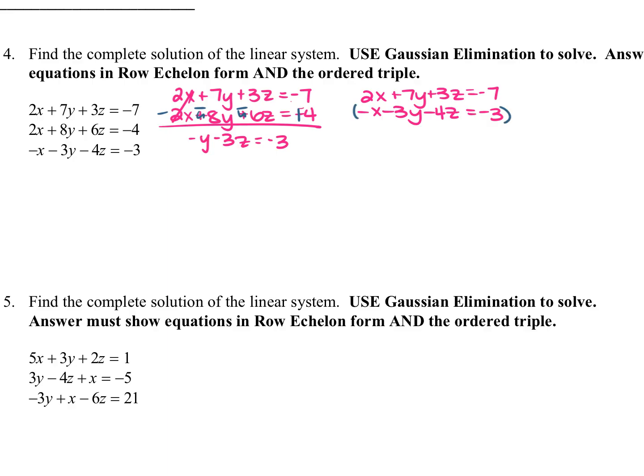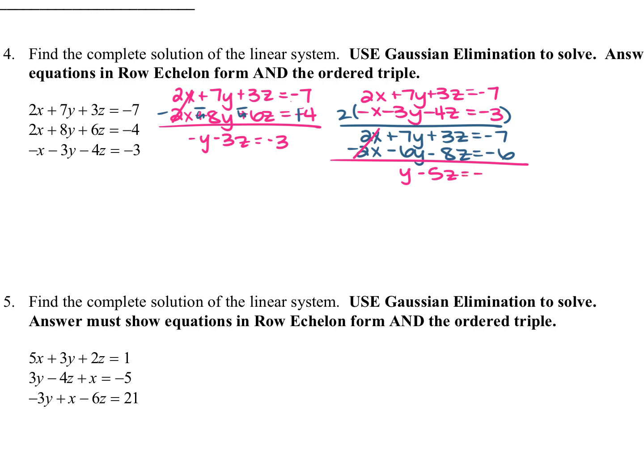I'm going to multiply that bottom equation by 2, so that way our x's cancel. Your top equation stays 2x plus 7y plus 3z is equal to negative 7. Your bottom equation becomes negative 2x minus 6y minus 8z is equal to negative 6. Combine your like terms. Your x's cancel. You're left with y minus 5z is equal to negative 13.